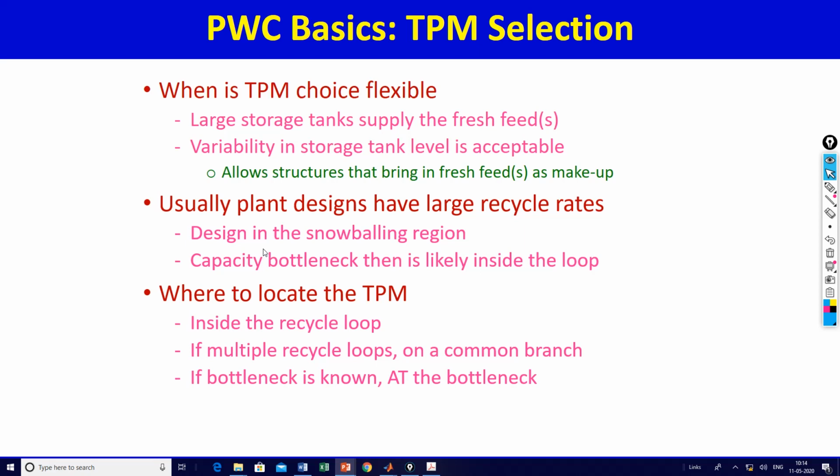Regardless of how you choose your TPM, once the TPM location is fixed, the inventory control system is designed around that, with level controllers upstream of the TPM going in the reverse direction of flow, level controllers downstream of the TPM going in the direction of flow, and so on and so forth. So the first decision is choose your throughput manipulator, and the next, design loops to close material and energy balances around that throughput manipulator location. And what we have on the screen are guidelines for where to locate the throughput manipulator.